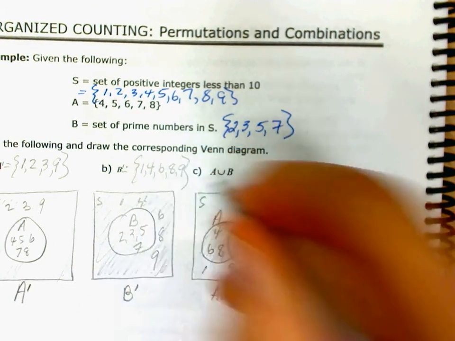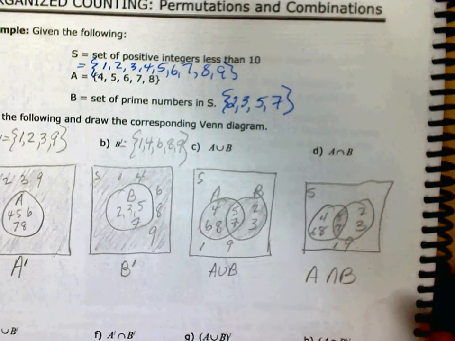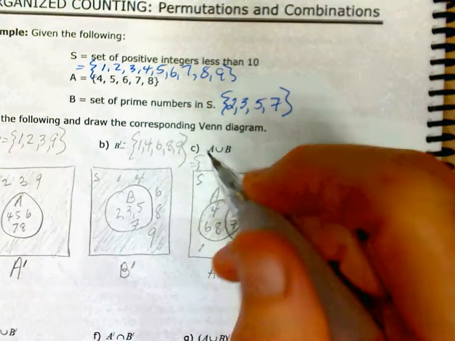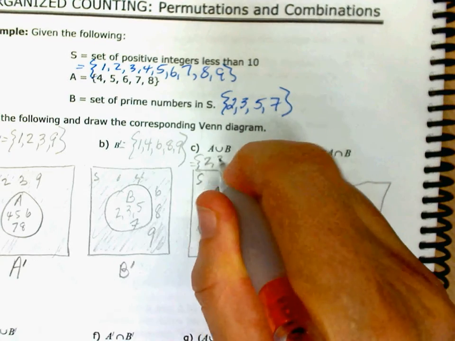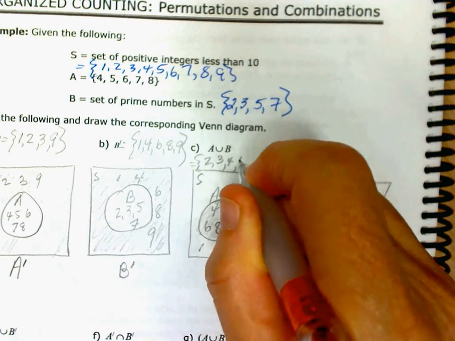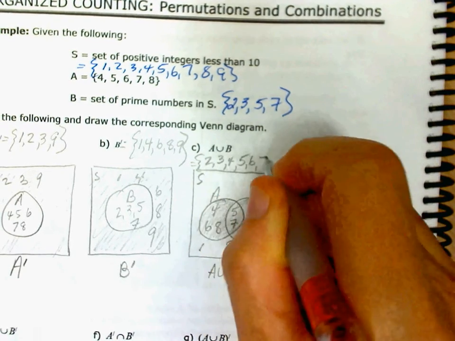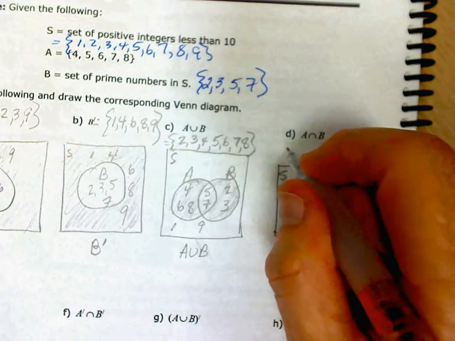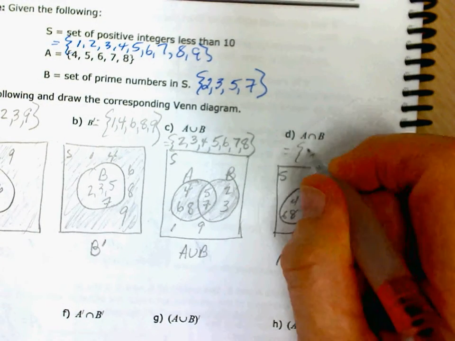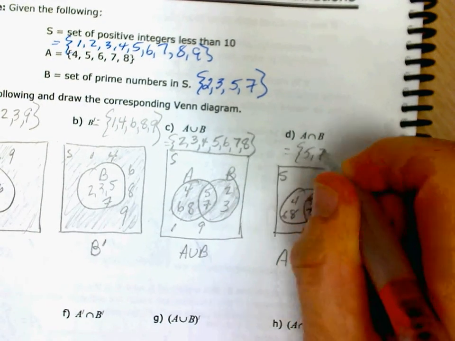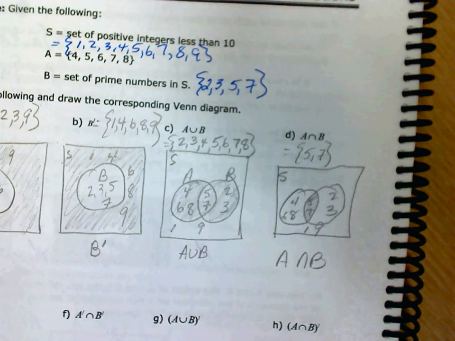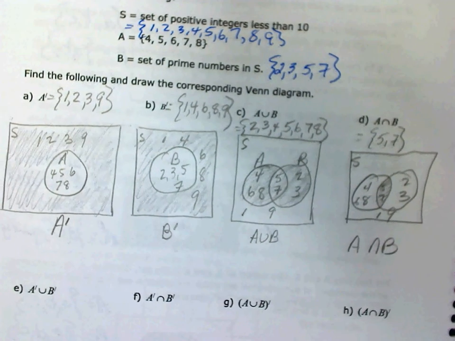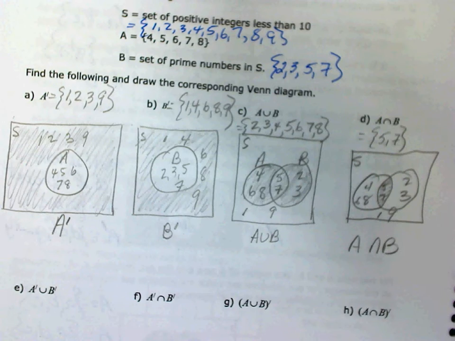A union B is 2, 3. I'll drink to that. A intersection B is 5, 7. So far, so good? Okay. Uh-oh. A naught union B naught.